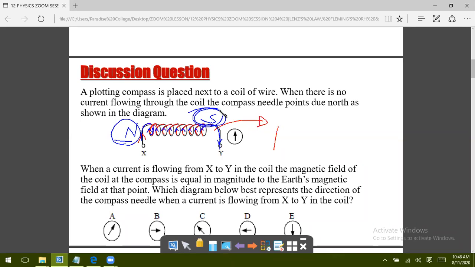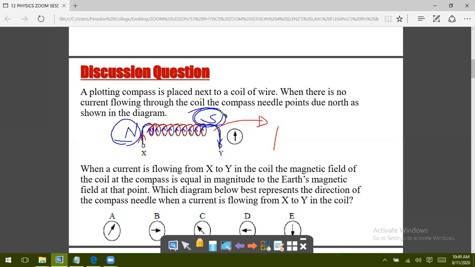So with that, class, can you tell me which direction should the needle point towards? Remember, the needle, geographically, is attracted to the North Pole, which is in fact, magnetically, the South Pole. So the needle will point to the South Pole. And which one is that? B.